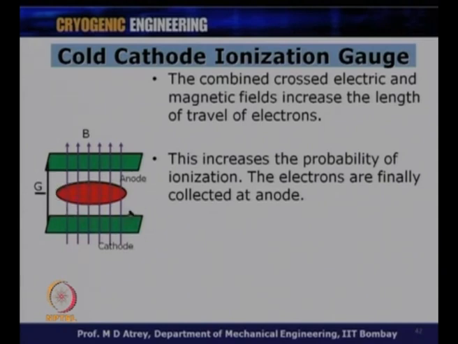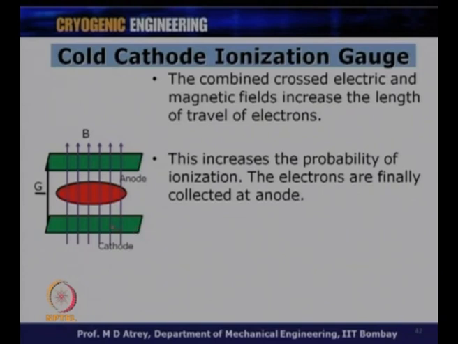What we want to do basically here is to see that the electrons going from cathode to anode, because of the high potential between them, will hit these molecules, and we want to increase the probability of hitting these molecules through the application of a magnetic field. Because the electrons are moving in a magnetic field, they will go in a spiral way, up and down. They will take a very long time to reach from cathode to anode. This will increase the probability of electrons hitting the working gas molecules. This increases the probability of ionization. The electrons are finally collected at the anode.